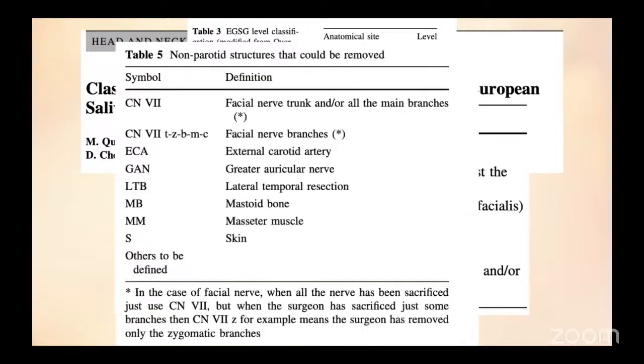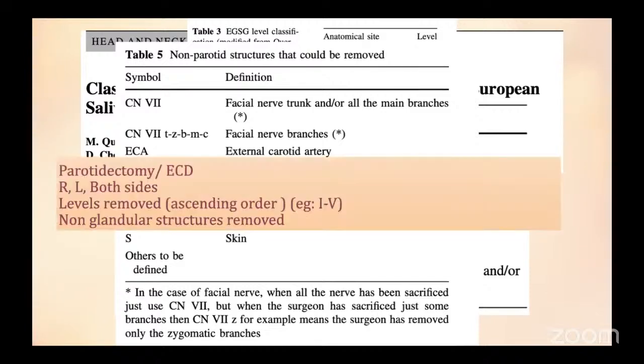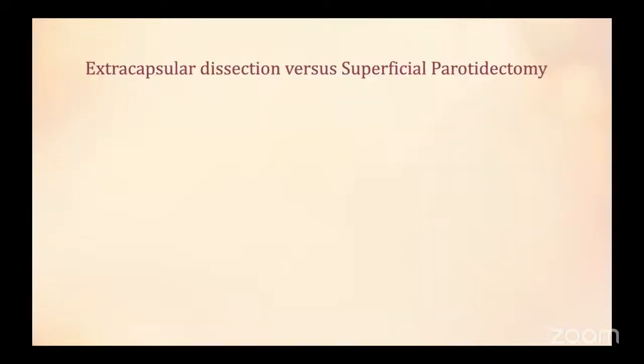And non-parotid structures are denoted using specific abbreviations. So procedures are named in the following order. Depending on the type of surgery, parotidectomy or ECD for extracapsular dissection, then R meaning right, L left, and both sides. So the side has to be specified, followed by the levels removed, which have to be in ascending order, for example 1, 2, 3, or 1, 2, 4, or 2, 4, whatever. And non-glandular structures removed have to be last. This is an effort to maintain uniformity across the globe.